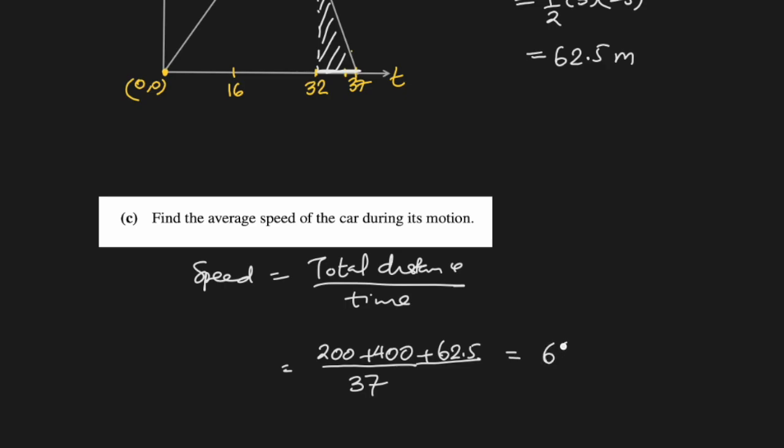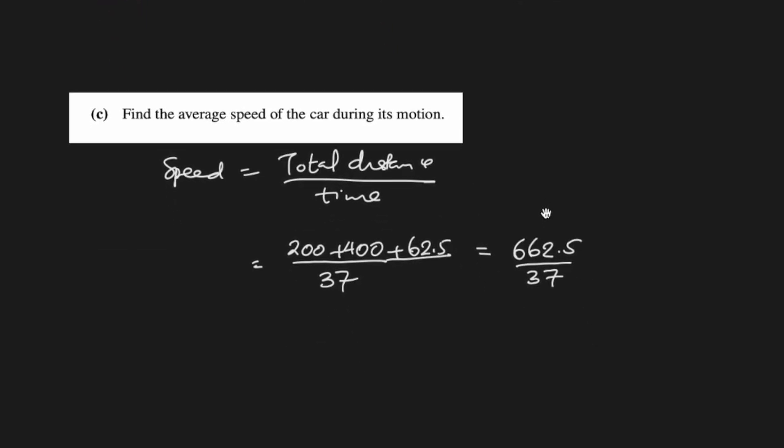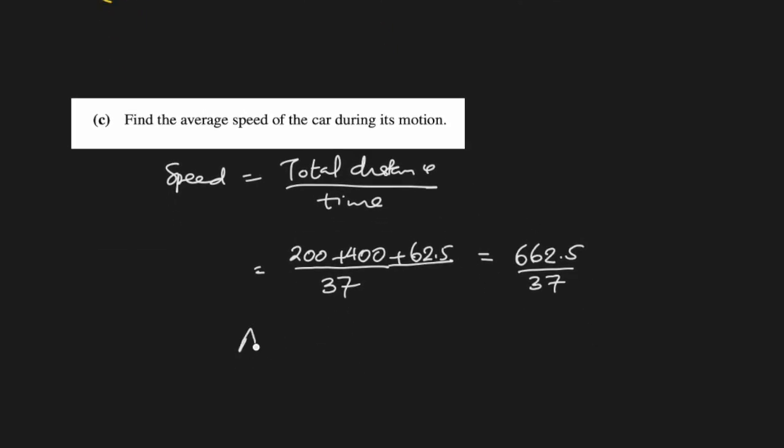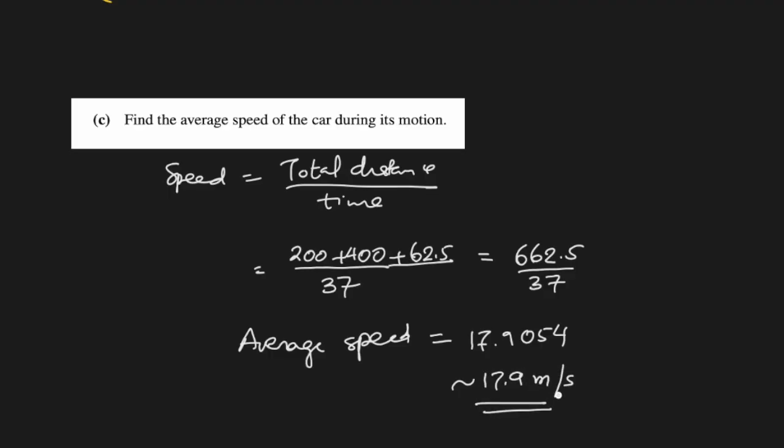So 662.5 over 37. And now we can find average speed, which is 17.9054 with 3 significant figures, 17.9 meters per second. This is the average speed.